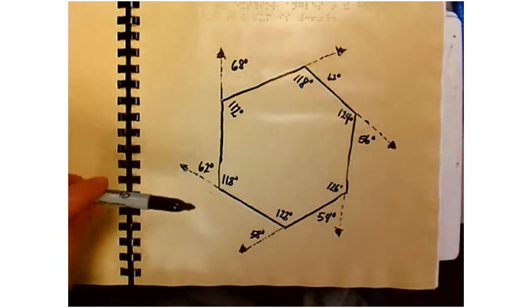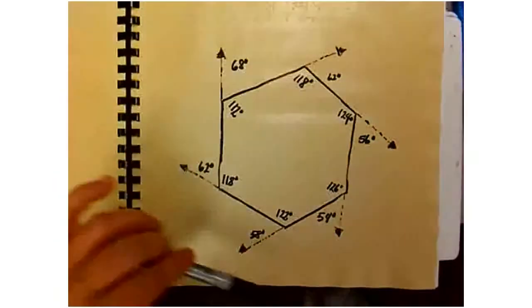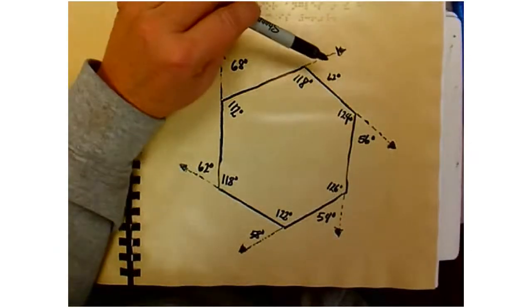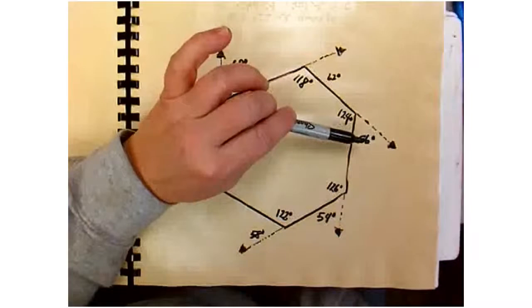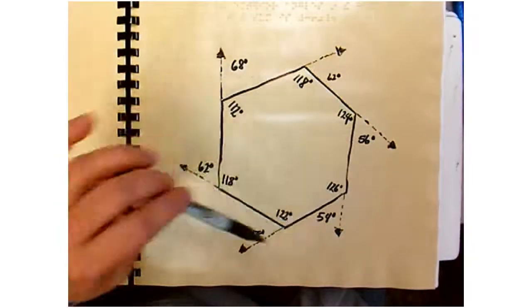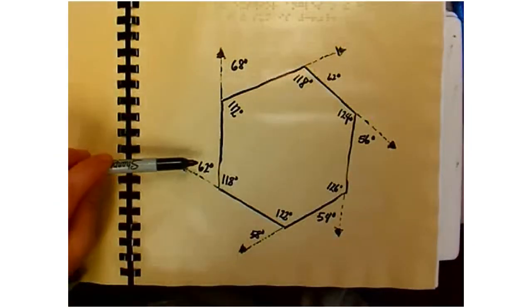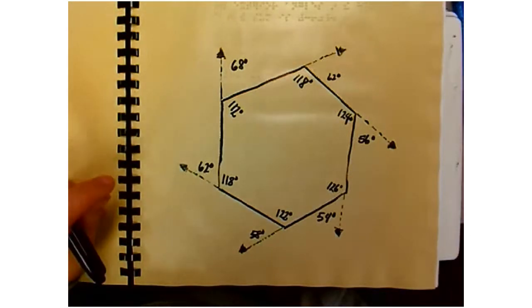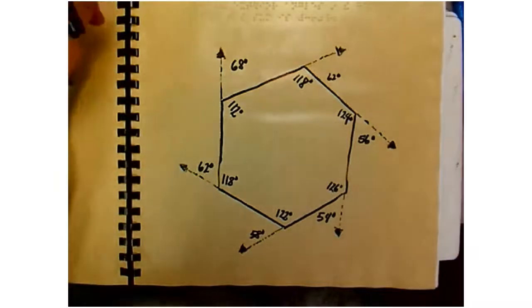Now, let's add up all the exterior angles and see what we get. 68, 62, 56, 54, 58, 62. 360. Interesting. Outside is 360. Inside is 720. Let's think about a rectangle. What are the interior angles of a rectangle? They're all 90. So what would be the exterior?